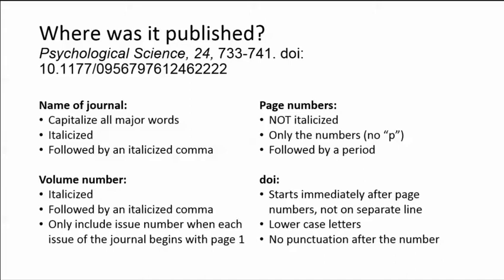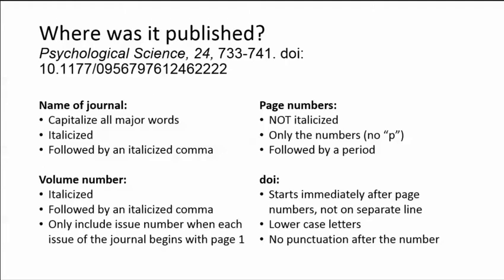We can think about the where-was-it-published information in four parts. First, the name of the journal. Note that it's italicized and followed by an italicized comma. We capitalize all major words, which means "of" is not capitalized, nor are other two-letter words. The second component is the volume number. It is also italicized and followed by an italicized comma.